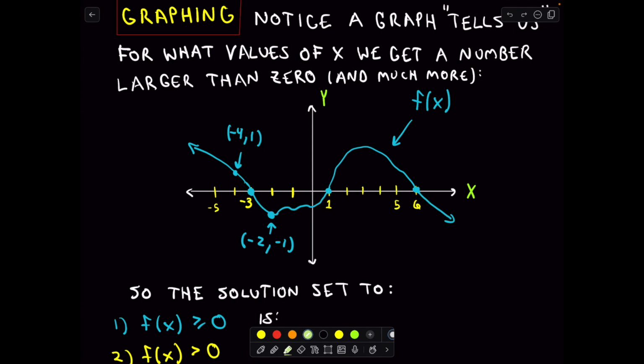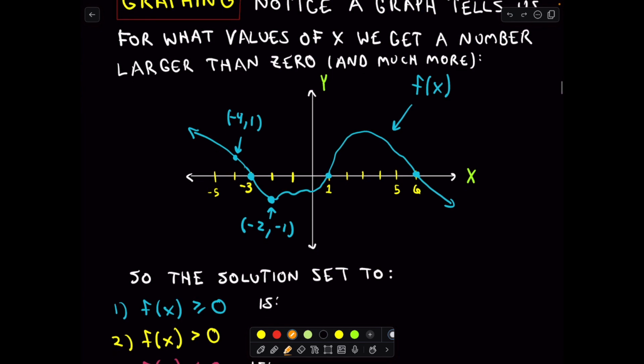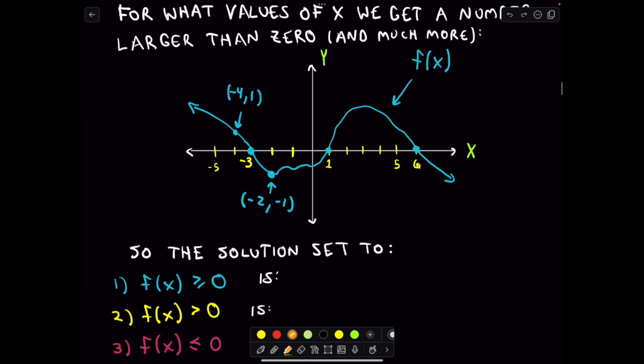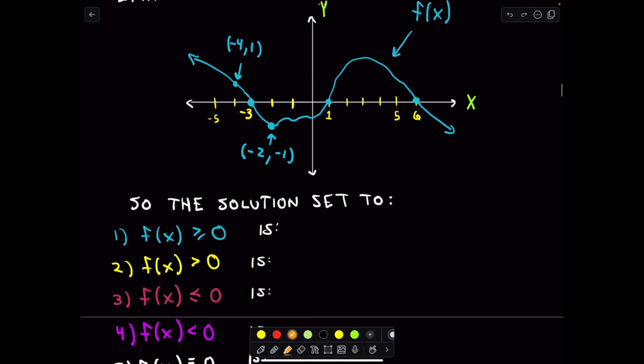Okay, and then what happens exactly along the x-axis? Well, right where you hit the x-axis, that's where you're getting an output equal to 0. So again, as they say, a picture is worth 1,000 words. So a graph is worth 1,000 words. My point is, we can now read off the solution.